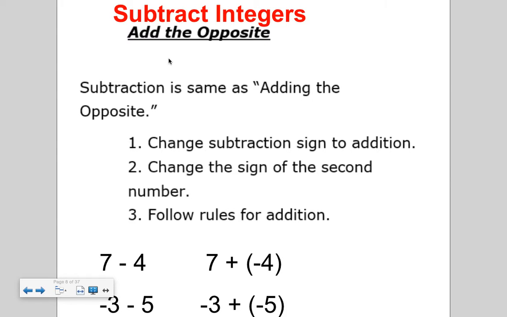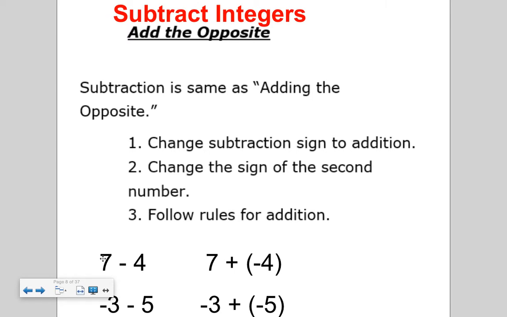How to subtract integers. In order to subtract integers, you must know something called add the opposite. If you know how to add integers, you pretty much know 80 to 85% of how to subtract integers. You need to rewrite the subtraction expression into an addition expression. So it's called adding the opposite.